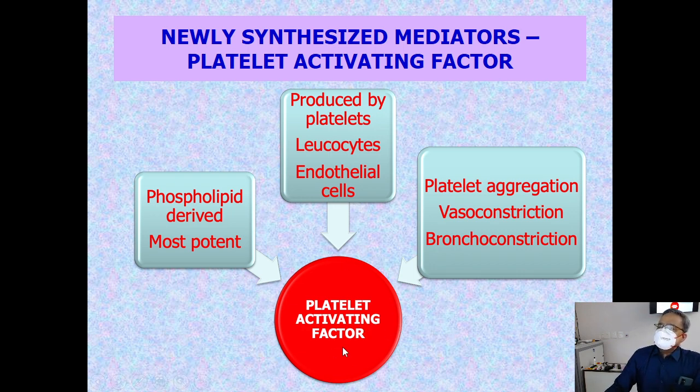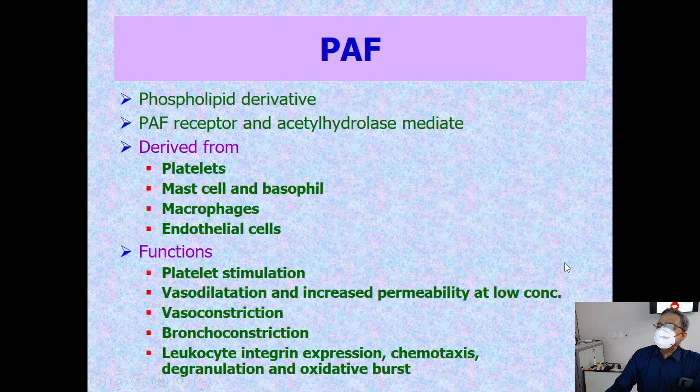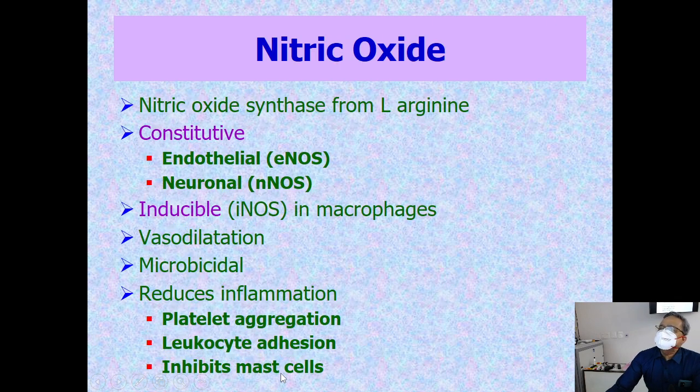Platelet activating factor is another important factor which is derived from phospholipids, which causes platelet aggregation, vasoconstriction and bronchoconstriction. Derived from platelets, its function is to stimulate more platelets. Also, it does all the functions of inflammation which you can think of. You can just rattle it off.